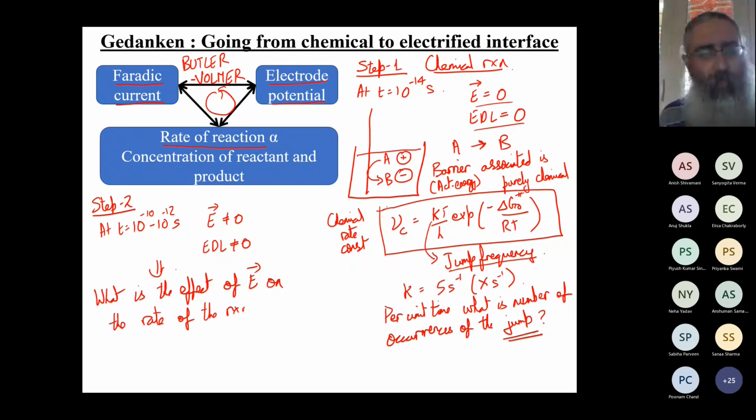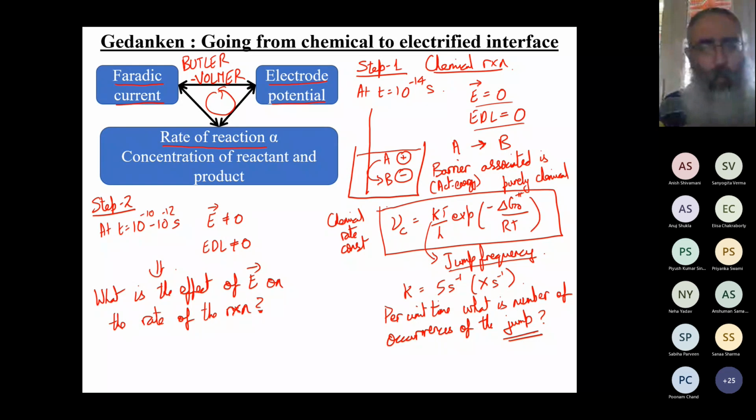So we are actually breaking down this Butler-Volmer relationship, or rather deconvoluting it into two parts, two fractions, so to say. One which talks purely about the chemical rate constant, that means what would be the rate of the reaction in the absence of an electric field. Then you try to understand how that rate would change in the presence of an electric field.